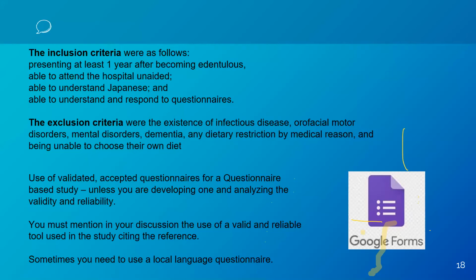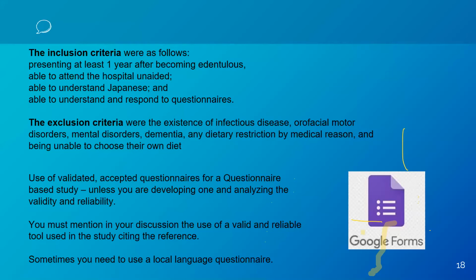Personally, I really want that kind of data in prosthodontics, like what is the prevalence of edentulism in Rajasthan, in Kerala, etc. So this is a very good way of getting public health data in prosthodontics. However, ensure that you use only standardized, accepted, validated questionnaires. Also, think about local language questionnaires. If they are not available, you can make one yourself.